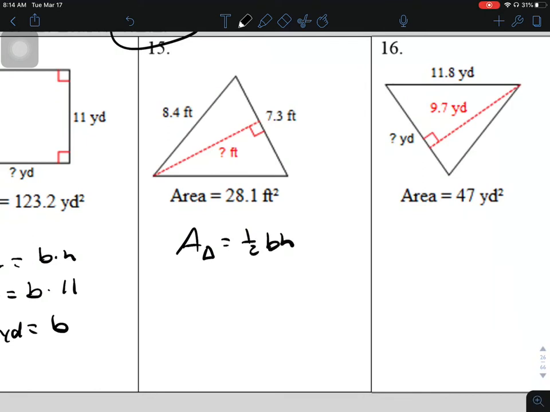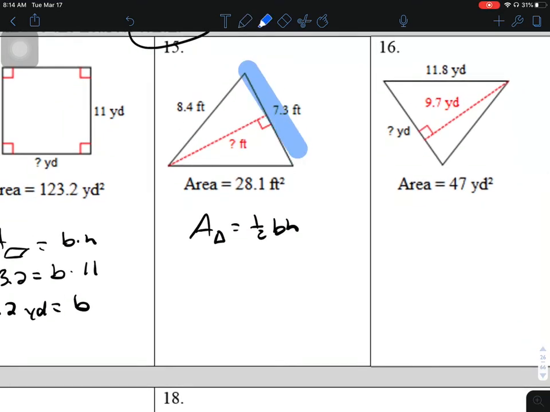15, area of a triangle. Half base times height. Base and height are perpendicular. We know the area is 28.1. We know the base is 7.3, and we don't know the height.